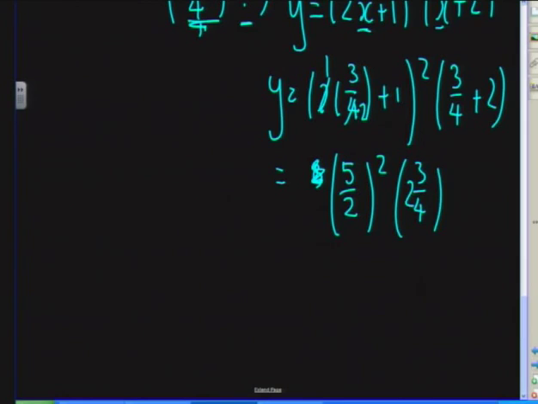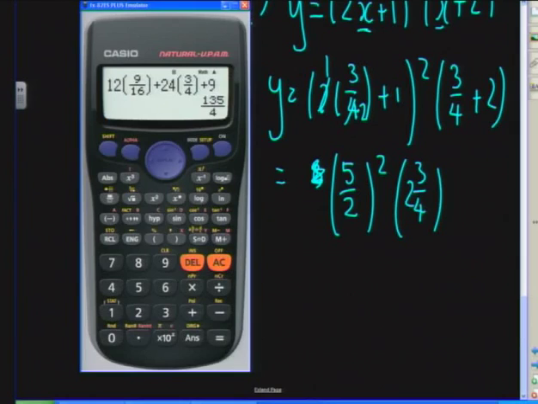All right, so we're just going to do that on the calculator, or you could obviously put everything on your calculator and just see what you end up with. So we've got 5 over 2, and we're going to square that, and then we're going to times it by 2 plus 3 over 4, and that's going to give me 275 over 16.